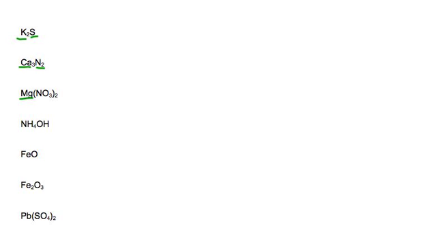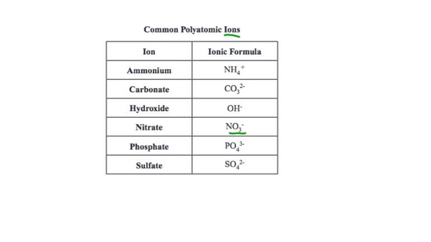This next one, there are no metals at all in NH4OH. But this is an ionic formula because it contains NH4, which is a polyatomic ion. It also contains OH, which is a polyatomic ion. So it's not always a metal and non-metal, but be on the lookout for that.